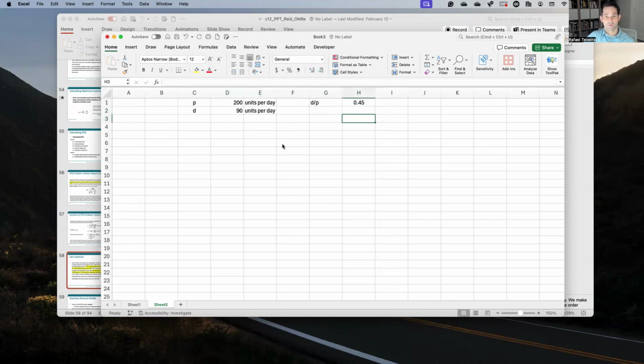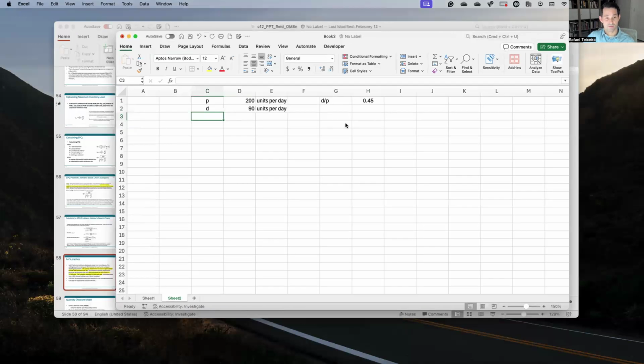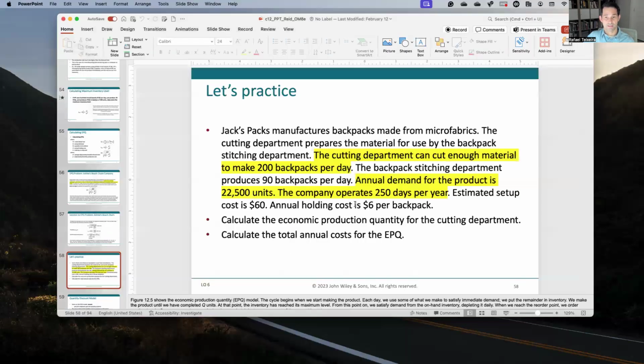All right, so yeah, let's go. The remaining goes to inventory. That's what is consuming, 0.45 is what is consuming. I made a mistake here.